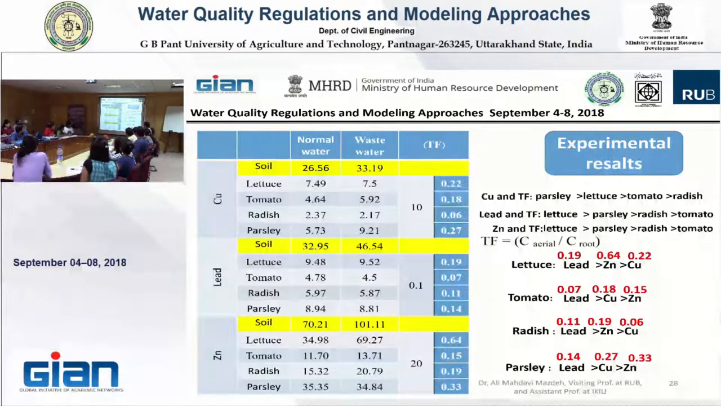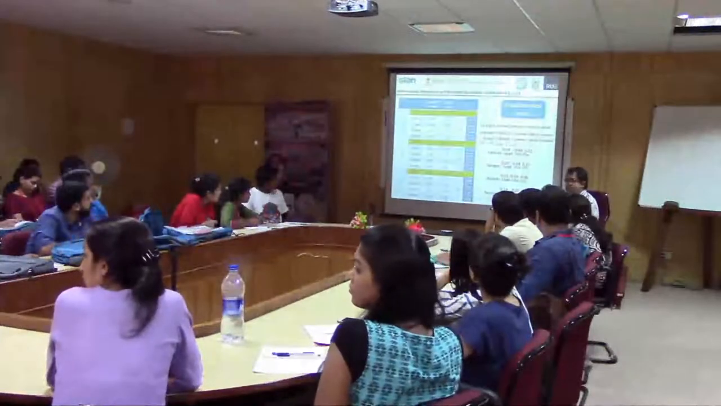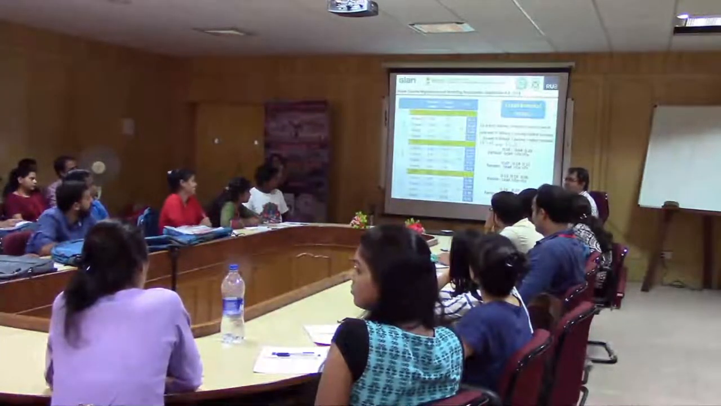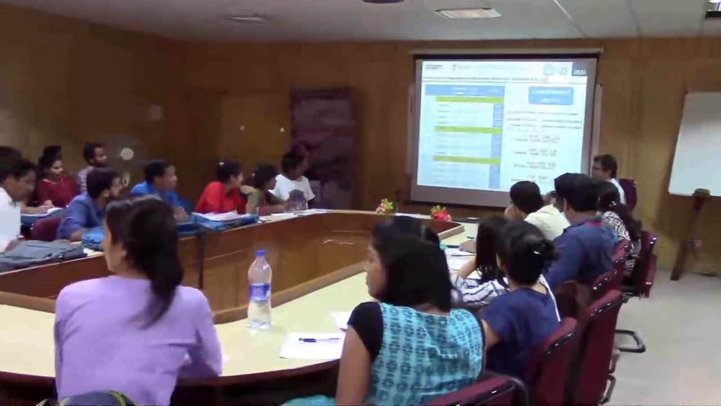Or if it is, it is not good to use parsley because all things are transported to the leaves and it's not good. But it is a little bit tricky because radish is... Do you know what radish is? Yes, radish. We eat the root. So in reverse, it's not good.